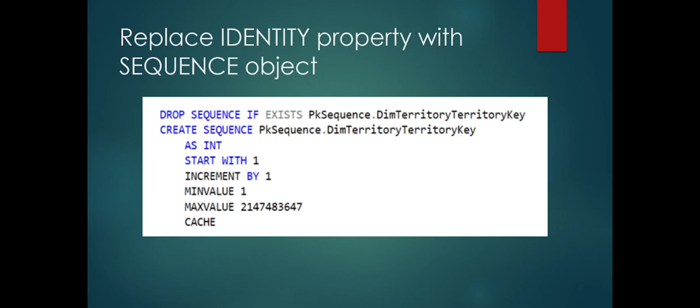In order to replace the identity property, you first have to create the sequence that will be used for that specific table. So this is another example, the dim territory table, and I created the sequence for that table, and here's the code for it.